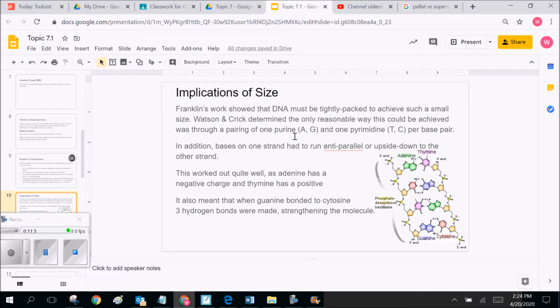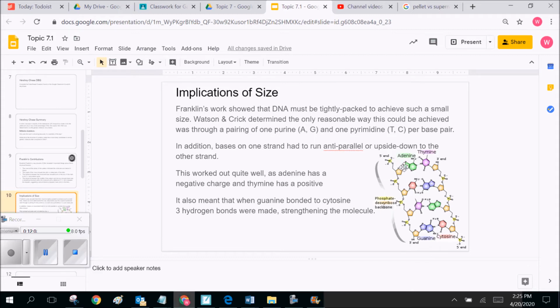And so what they showed was that it must be a tightly packed molecule, and that a purine, which would be A or G, the bases A or G, always had to be bound to a pyrimidine, which is bases T and C. And that was because the spacing that they found between the bands suggested that that had to be the case. It also lined up perfectly so that we had 3 hydrogen bonds between a guanine and a cytosine and 2 between adenine and thymine, which was a very stable structure. And so they determined this is the structure of DNA.